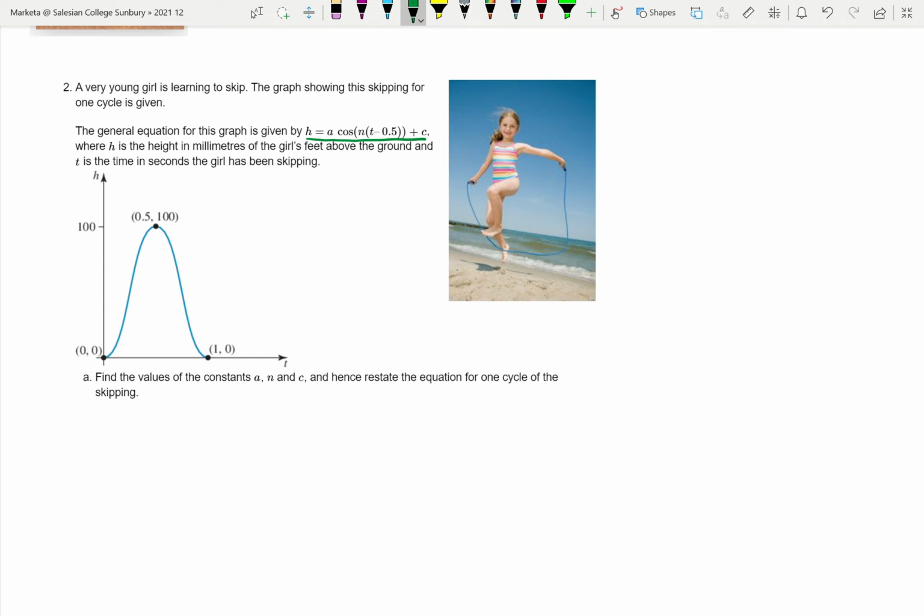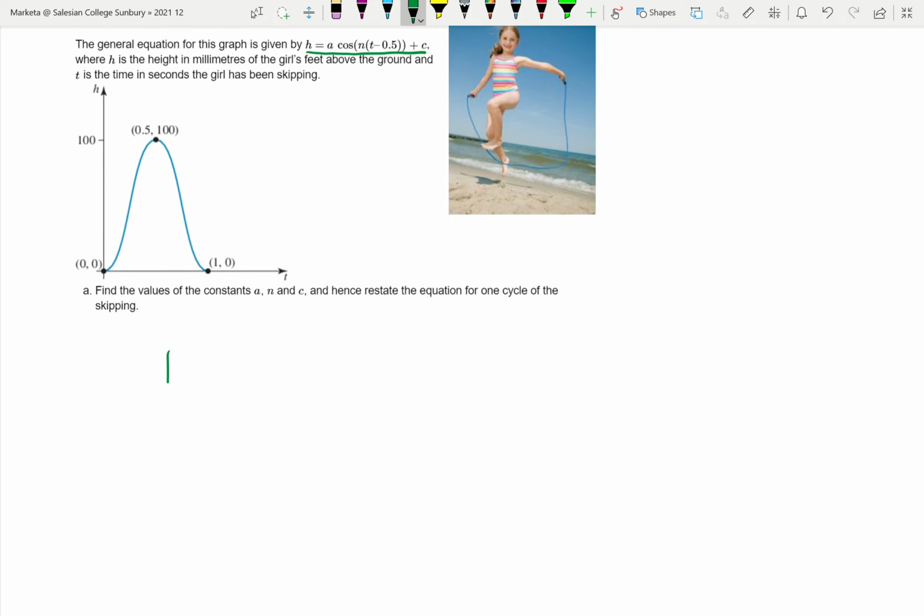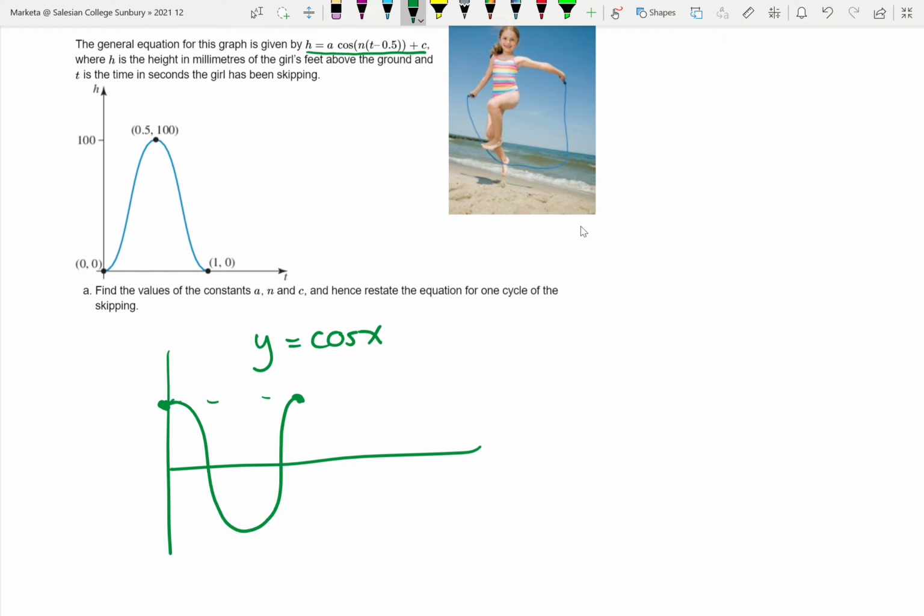So let's think about what our usual parent graph looks like for cos. So y equals cos x. That would just be like this, going from 1 to -1. And of course, the period of a cos graph would be 2 pi. So that would be y equals cos x. And we can see that a few things have happened to change that graph into what's given to us and what we're trying to find the equation for.